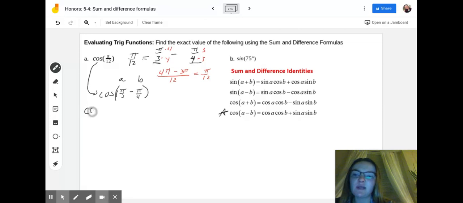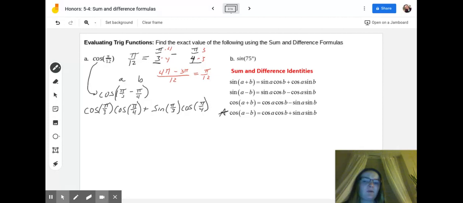This is going to be cosine of pi over 3 times cosine of pi over 4 plus sine of pi over 3 times sine of pi over 4.